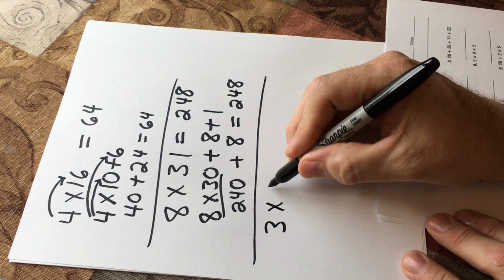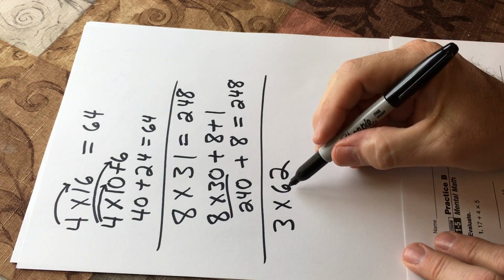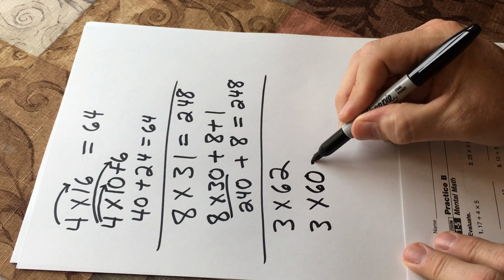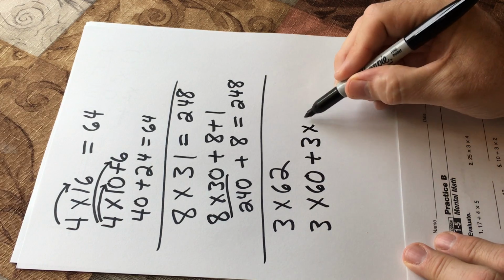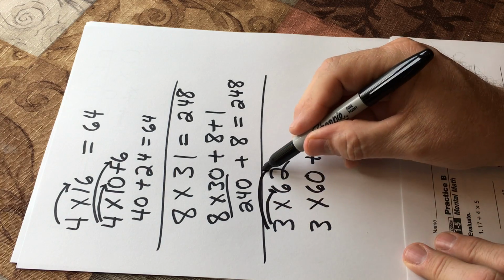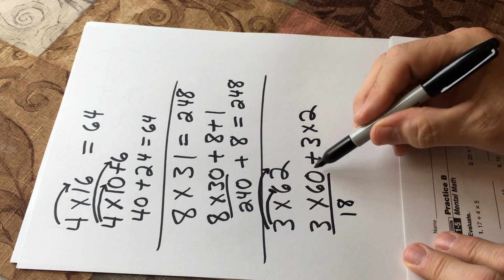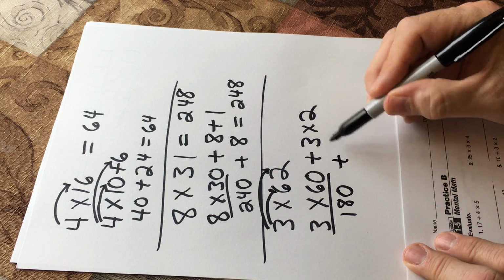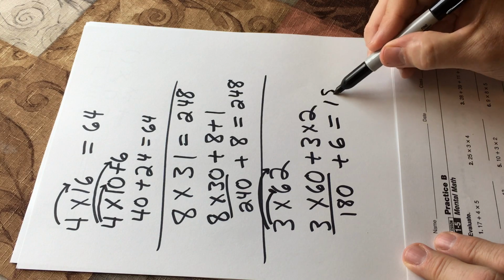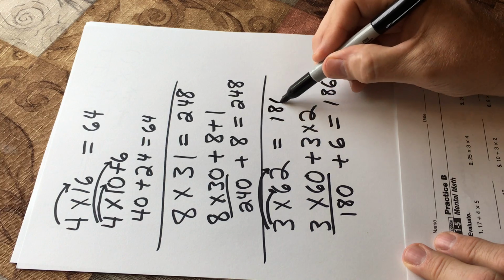3 times 62. All right, so we're going to distribute this. We're going to break up this second number. 3 times 60 plus 3 times 2. So basically what we've done is we've multiplied by the 60 and times the 2. 3 times 60, well, 3 times 6 is 18. Just put that 0 on the end. Plus 3 times 2, well, that's 6. Add these two together, 186. Check your calculator. Yep, it is 186.